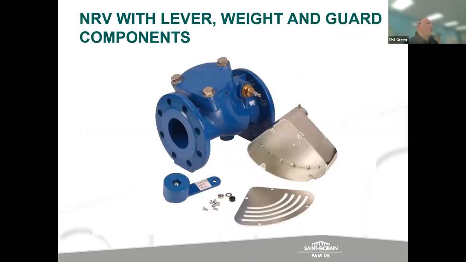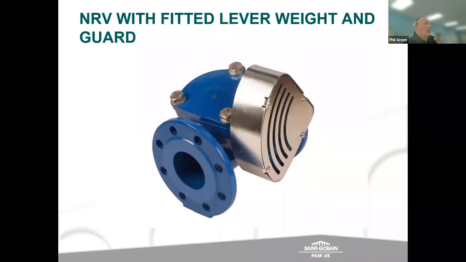Again, just as an illustration, from a Saint-Gobain perspective, this illustration shows a standard non-return valve and then the various components that you can get with that. And you'll notice on the hinge pin there's an extended hinge pin that you can bolt the lever and weight to, which you also use to locate the guard on the side of the valve as well. So that's all of the accessories that you get with that valve. And that's what it looks like when it's assembled to enable the lever and weight to move and be guarded to ensure that it's safe and it's not going to damage anybody.